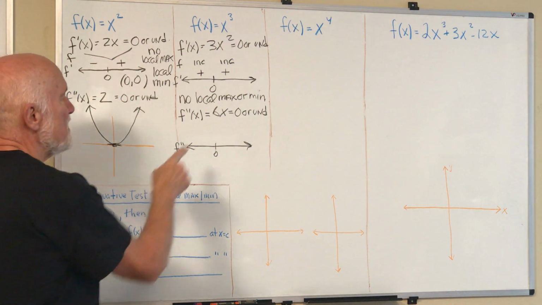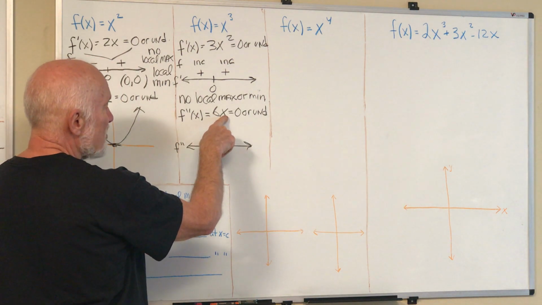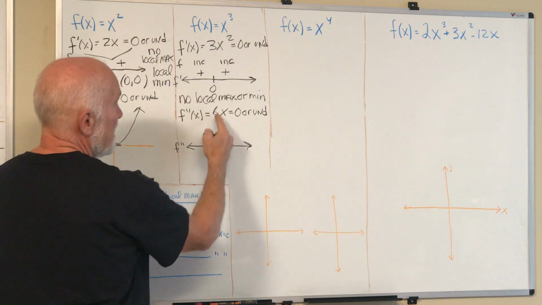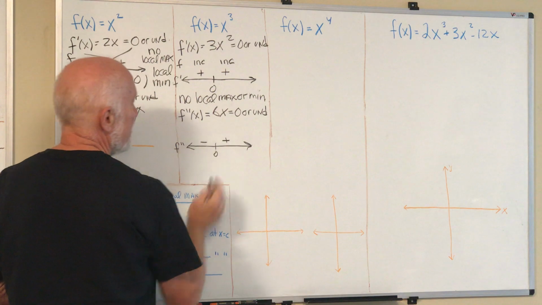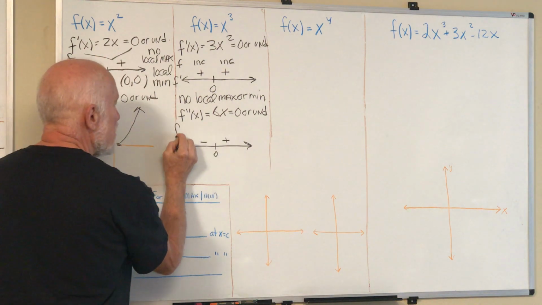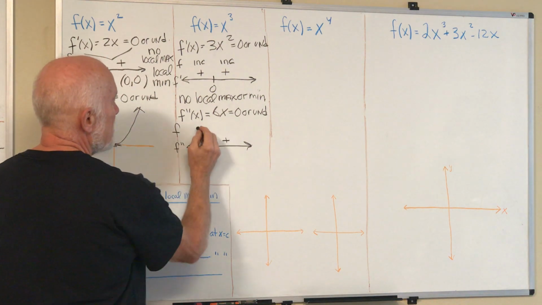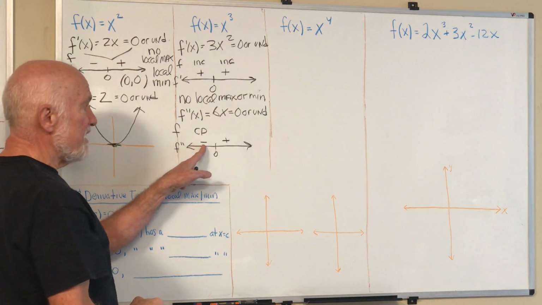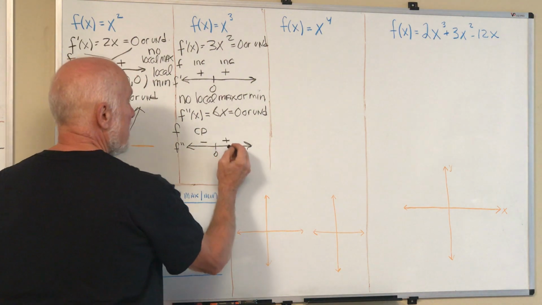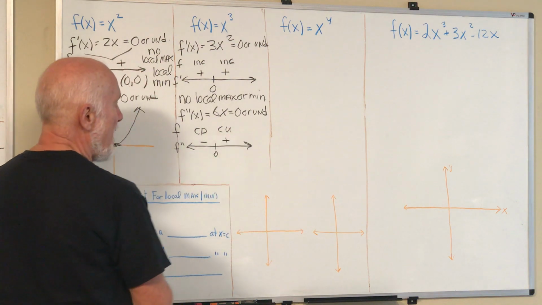And if I take something less than 0, 6x is going to be negative, and greater than 0 it's positive. So that means the function itself is going to be concave down where the second derivative is negative, and concave up where the second derivative is positive.